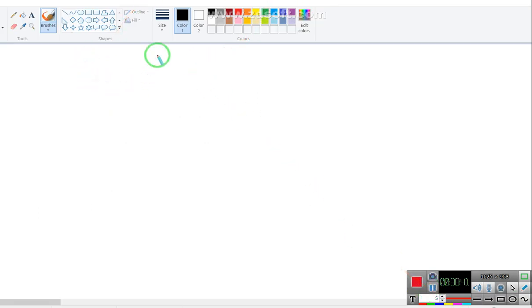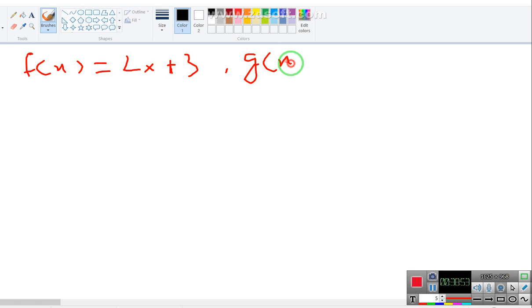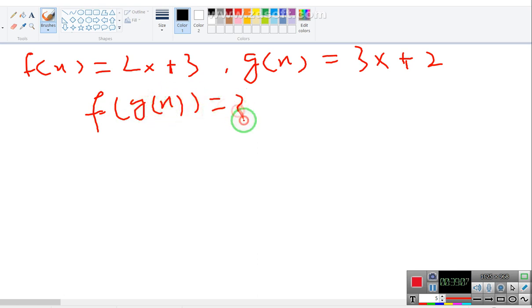Let's say we have a function f of x which is equal to 2x plus 3, and a function g of x which is equal to 3x plus 2. You need to find f of g of x, which is unknown. First of all, what are you going to do? We have a function f of x, so it means this x is replaced by g of x.